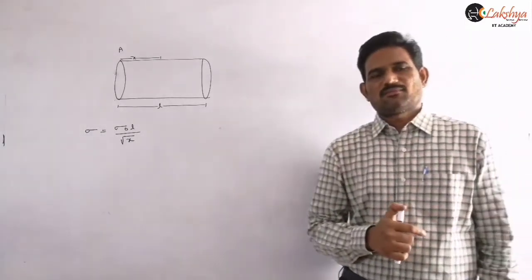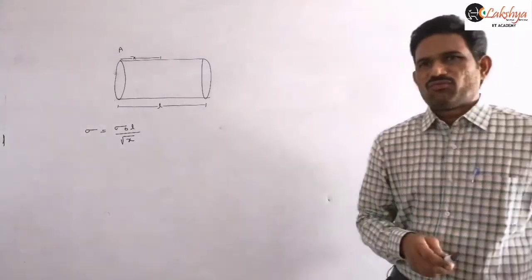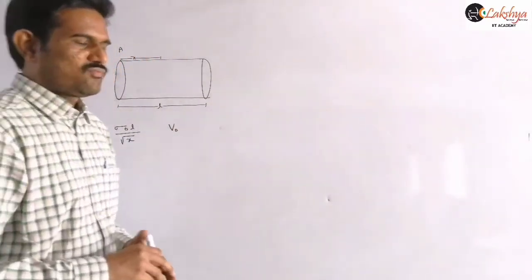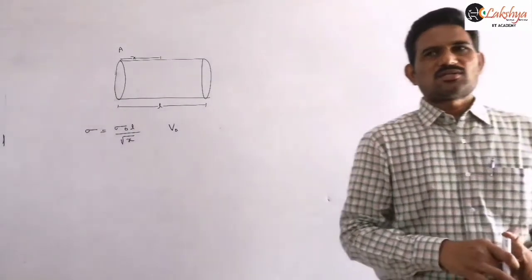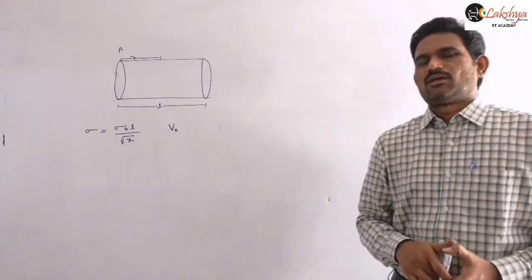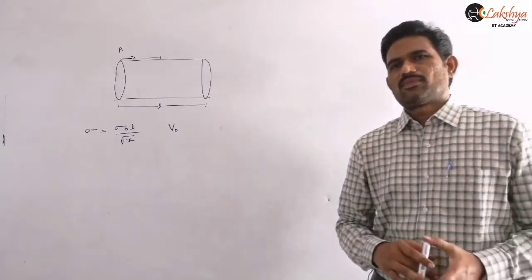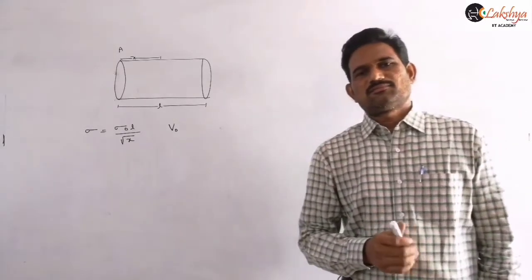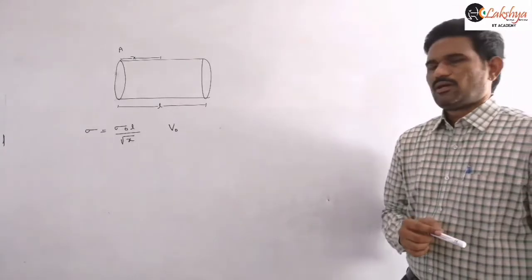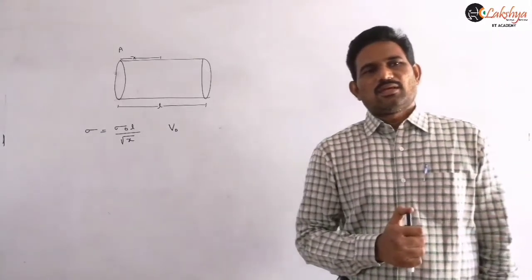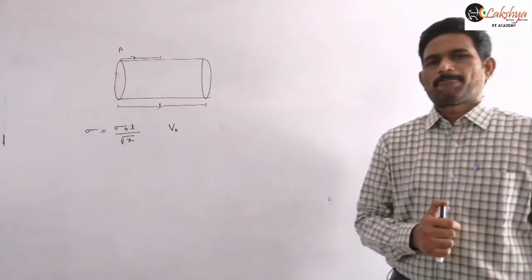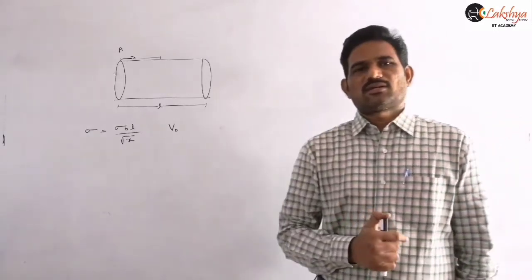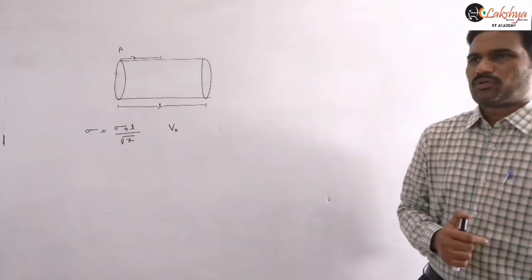Next question in that. If V naught is the potential difference applied across its ends, then find the current density and intensity of electric field at any point inside the conductor.